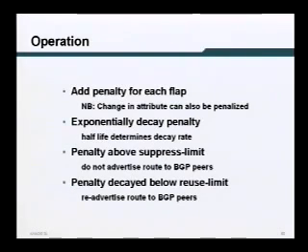But the operation is simply this. You add a penalty for each flap. The change in attribute can also be penalized. You exponentially decay this penalty. You can set a half-life time, which will determine the decay rate. If the penalty goes above a certain suppress limit, you don't advertise the prefix to BGP peers. As soon as the penalty goes below a reuse limit, you then re-advertise the prefix to a BGP peer.